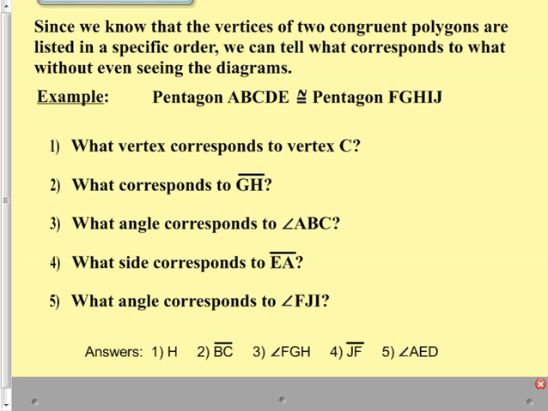Okay, so hopefully you've gotten a good understanding of the basics for congruent polygons. This is going to become a very important concept as we roll through the rest of geometry this year, so I hope you got a good grasp of it.